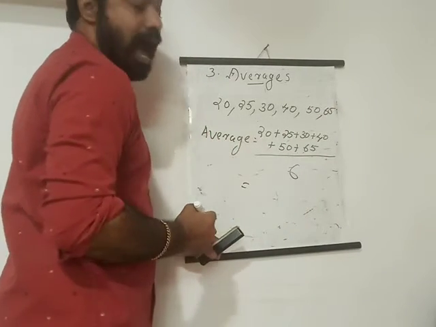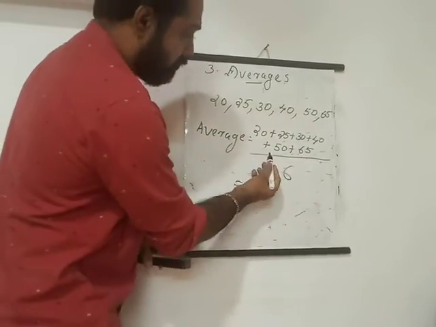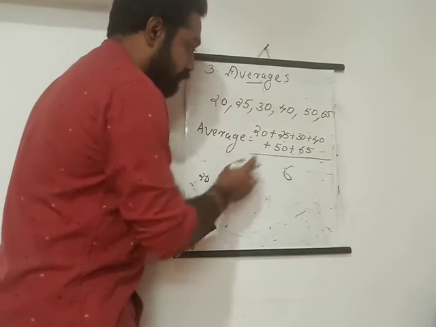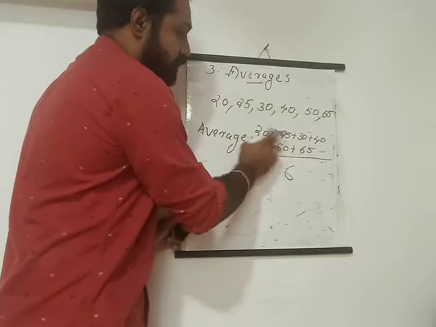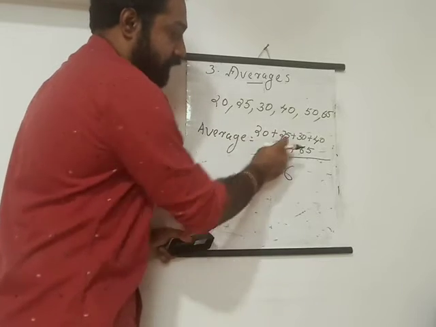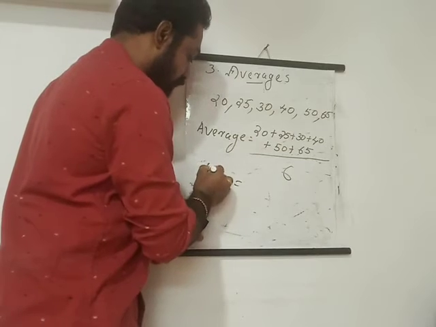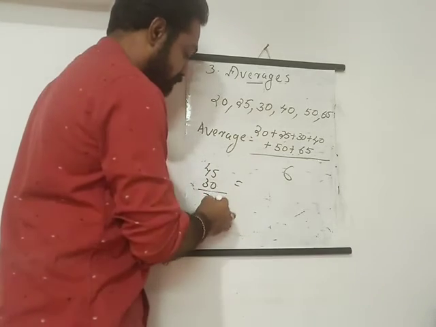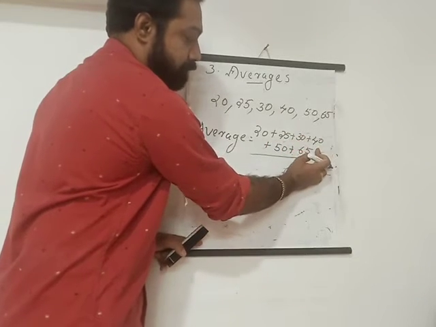Now the next step is to add all these numbers. You can add manually, or like this way. First add 20 plus 25. 20 plus 20 is 40, 40 plus 5 is 45. Then 45 plus 30 is 75. Then 75 plus 40.